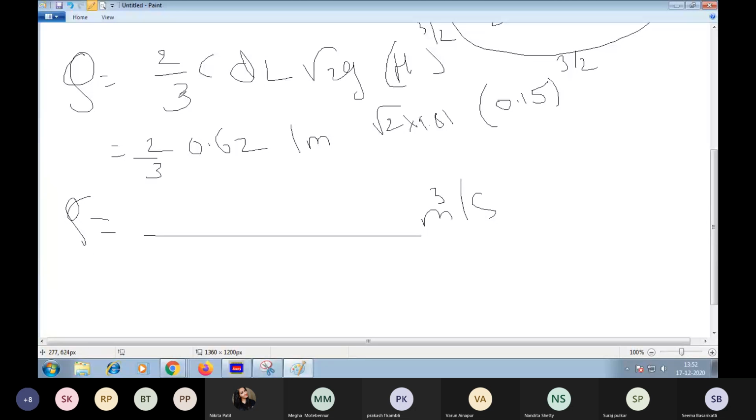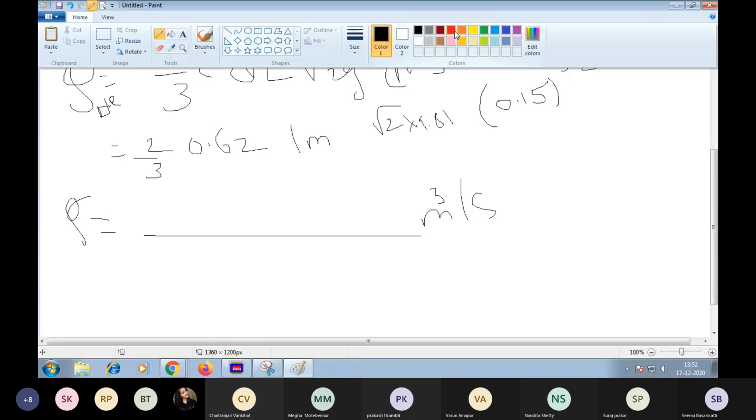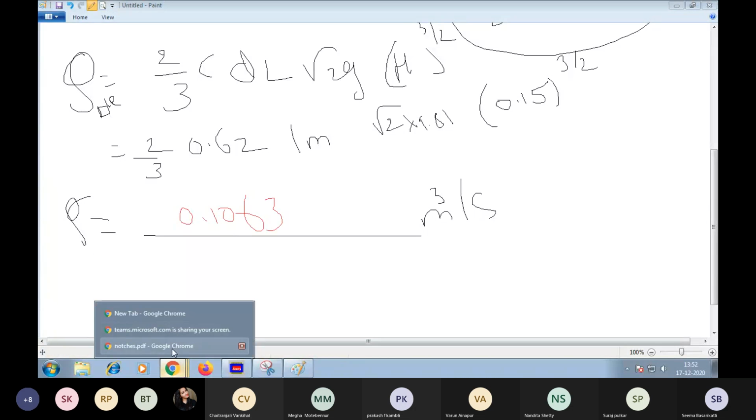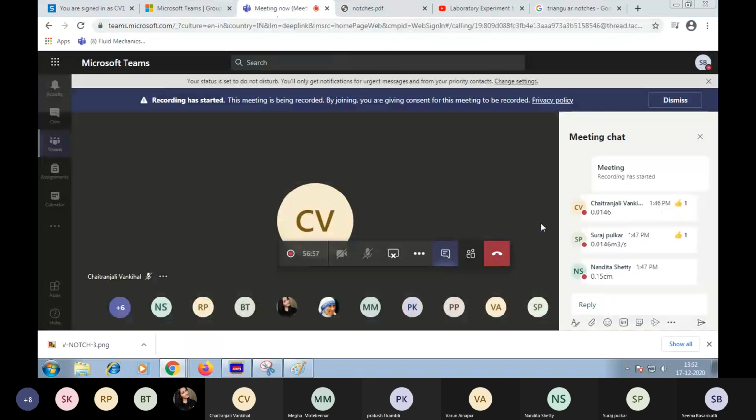This is the discharge of the rectangle. What is the answer for this? 0.106 meter cube per second. 0.1063. Are there any other answers from your end?